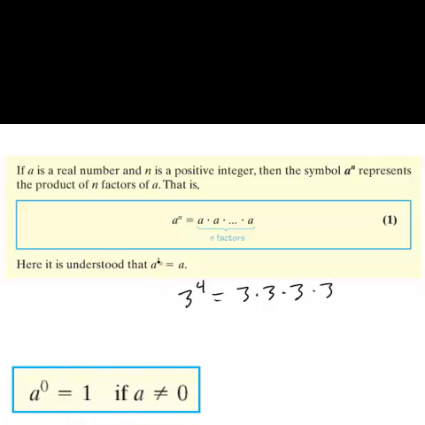For example, remember that any number raised to the 1 power is just itself. Any number raised to the 0 power is 1. But we don't know what 0 raised to the 0 power is. So that's kind of an undefined expression.